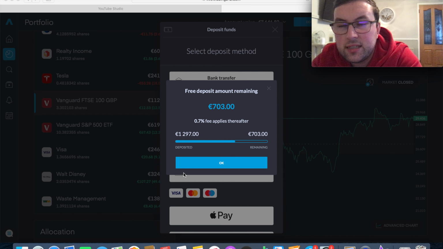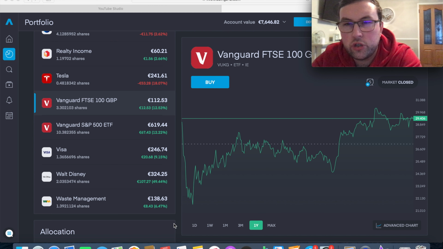Now, if you want instant deposit, it costs about 0.07% of a fee. Now I'm just going to confirm what exact amount that percentage is. So I just confirmed there, it's 0.7%, not 0.07. So that means if you deposit €1,000, you have to pay €7 for instant deposits.